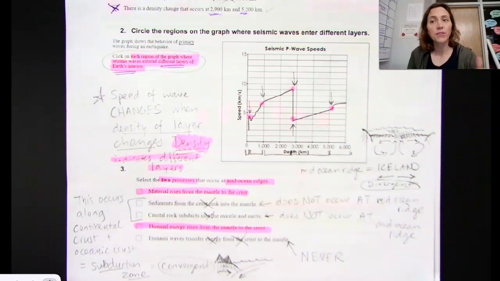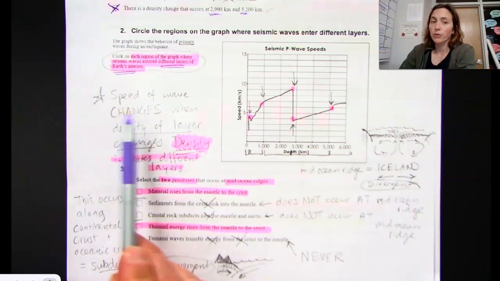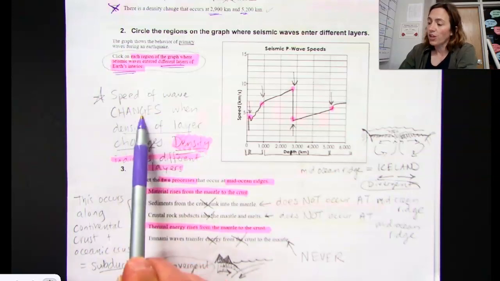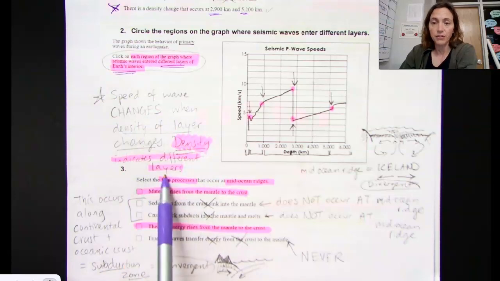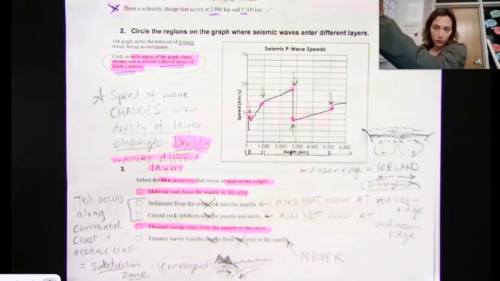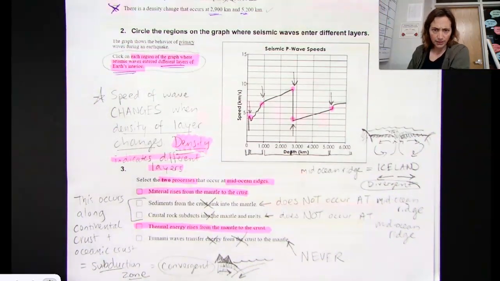If you said, because the speed changes, Mrs. Height Susan, you're right. The speed changes, the wave's speed changes when density changes. And that tells us that there are layers in our planet. So I wrote you a little note right here. Speed of wave changes when density of layer changes. Density indicates different layers. Okay. We use seismic waves to provide us with evidence. We're having trouble focusing, I think.